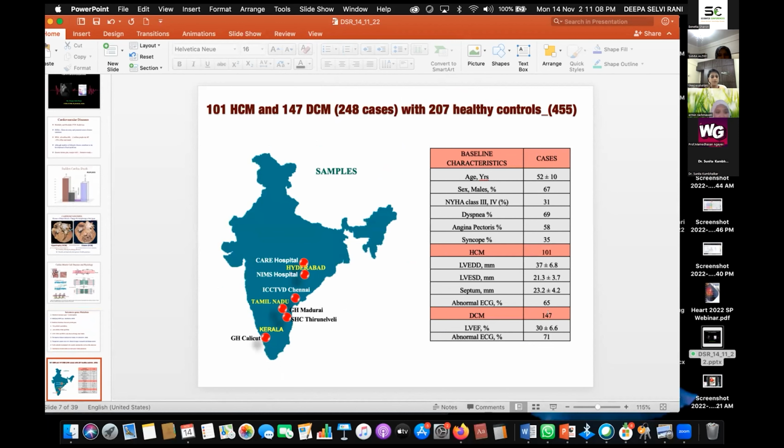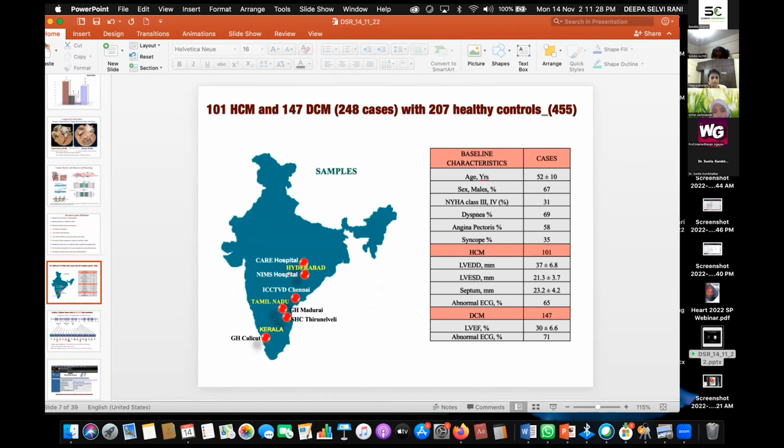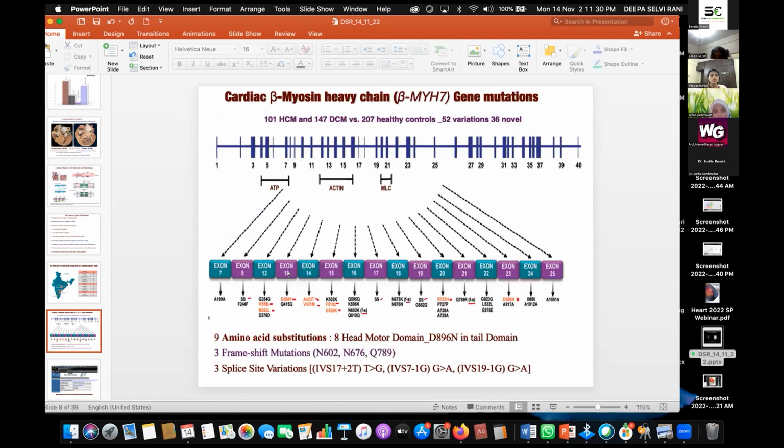We collected samples from 3 states of India: Hyderabad, Tamil Nadu and Kerala. These are the hospitals which participated in this study. Our study revealed, when we analyzed these samples for the beta-MYH7 heavy chain gene using direct sequencing, we got 52 variations. Of these 52 variations, 36 were novel.